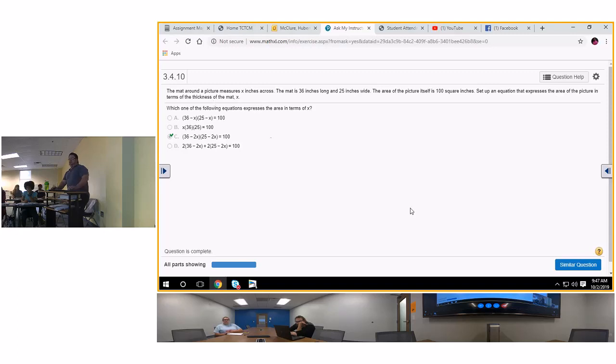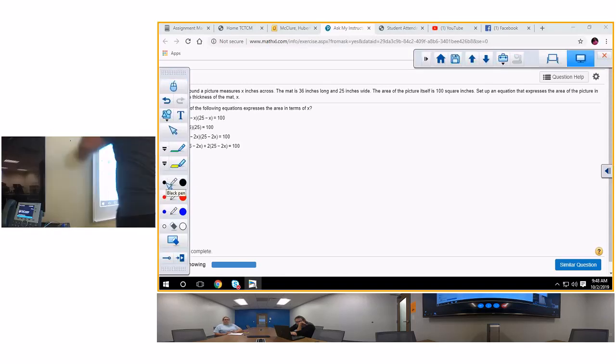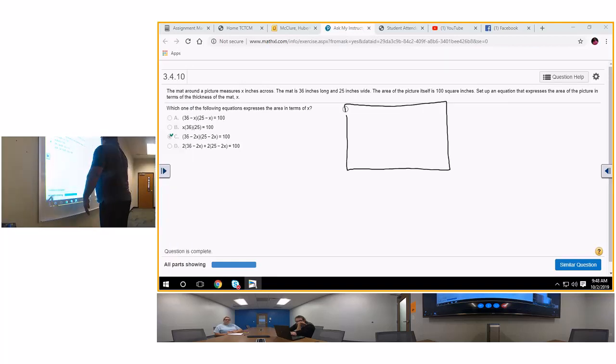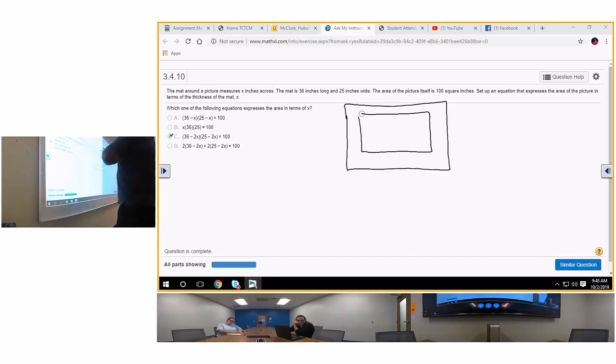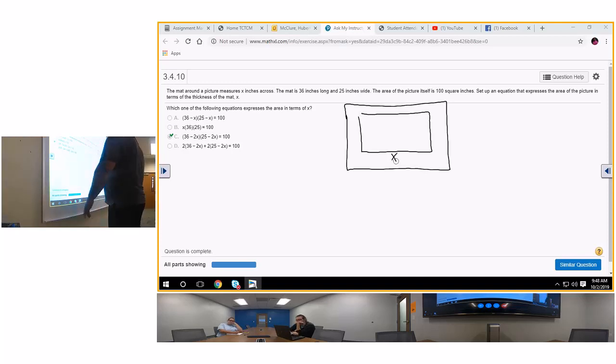Now, what they mean by thickness is kind of misleading. They mean the width of the mat, not how thick it is. So you need to use the width. All right, so here's the mat, and it looks like that, the mat around the picture. It says the mat around the picture measures x inches across. I'm assuming this is x.